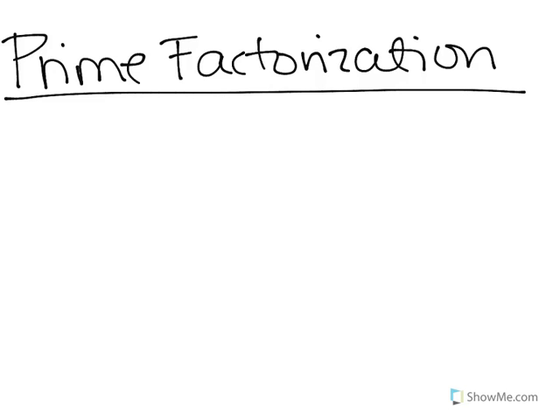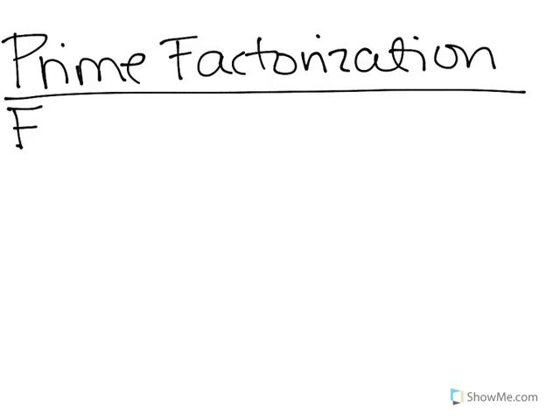I'm going to discuss how to find the prime factorization. Prime factorization is just a way to write down all the prime factors that go inside a number. The number that we normally do is composite numbers, but it can be any number. So let's do an example.